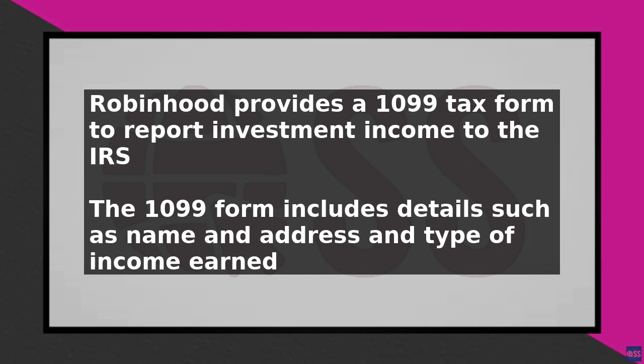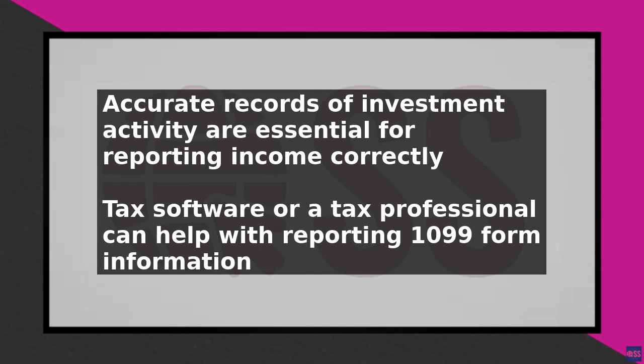You will receive a 1099 form if you had taxable activity on your Robinhood account, such as selling stocks or receiving dividends. When filing your taxes, you will need to report the information from your 1099 form on your tax return. You can do this by using tax software or consulting a tax professional.